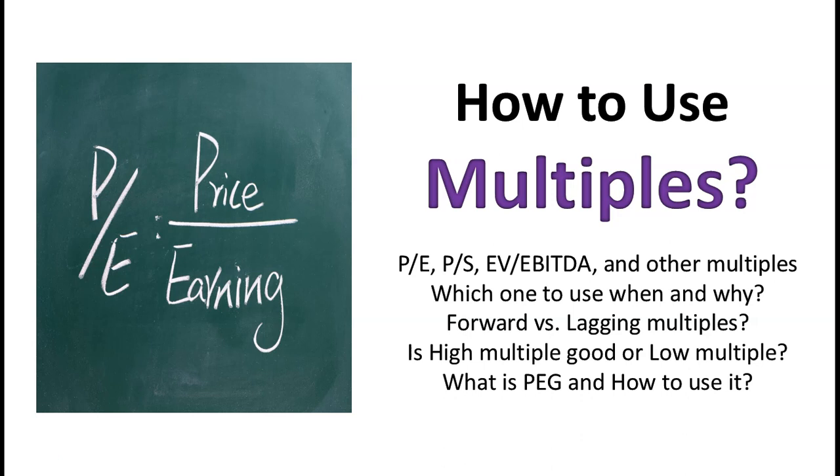And you could also be questioned on the difference between forward and lagging multiples and which one is better to be used. Also, is a high multiple good or a low multiple good, in which scenario is the high multiple good or in which scenario is the low multiple better, and what is PEG and how to use it. So you could be asked all these questions related to comparables valuations as well.